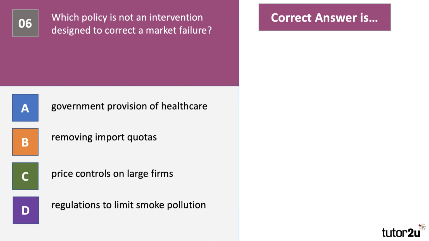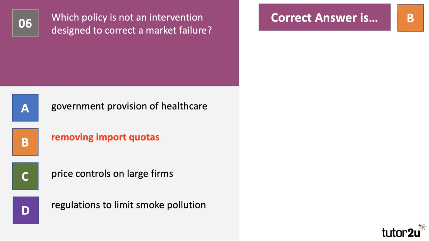And here's our last question. 6 questions on government failure. Which of these policies is not an intervention designed to correct a market failure? Again, an odd one out question. Can you find the example A, B, C and D which is not an intervention designed to correct a market failure? What do you think for this one?